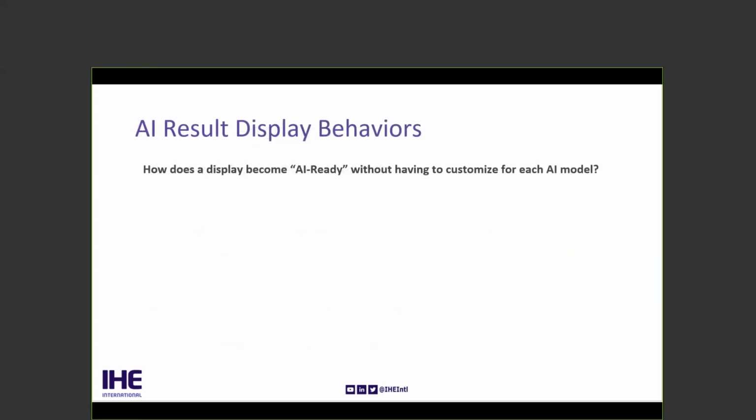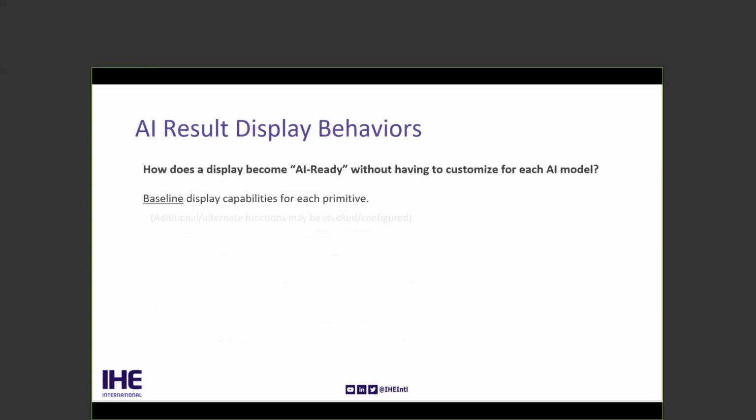So finally, we get to the display behaviors. The question is, how does a display become AI ready without having to go through and do customizations and custom display behaviors for each AI model, which would be intractable given the number of models that are coming out? So what we've done is we've established a baseline of display capabilities.